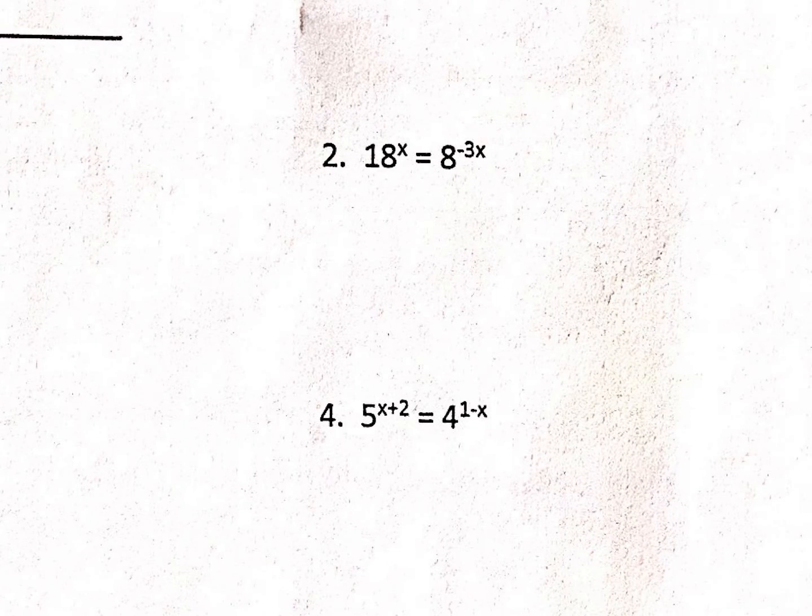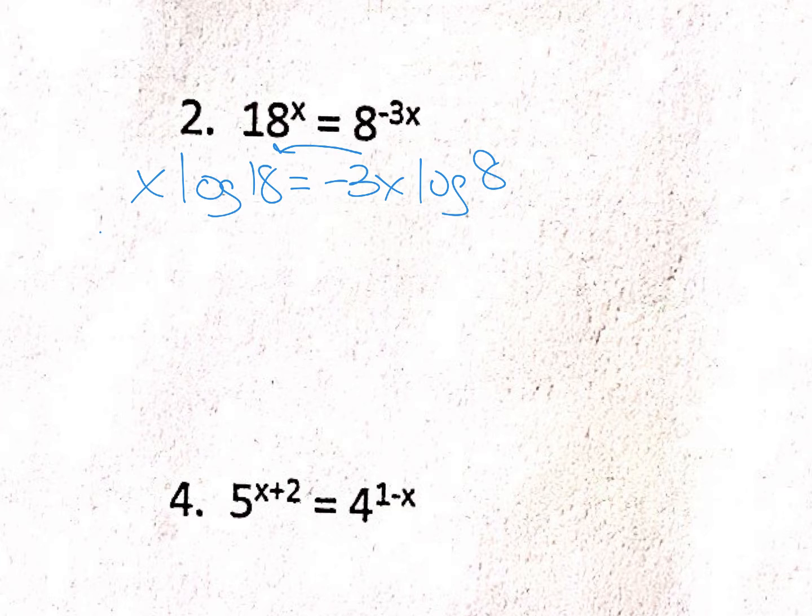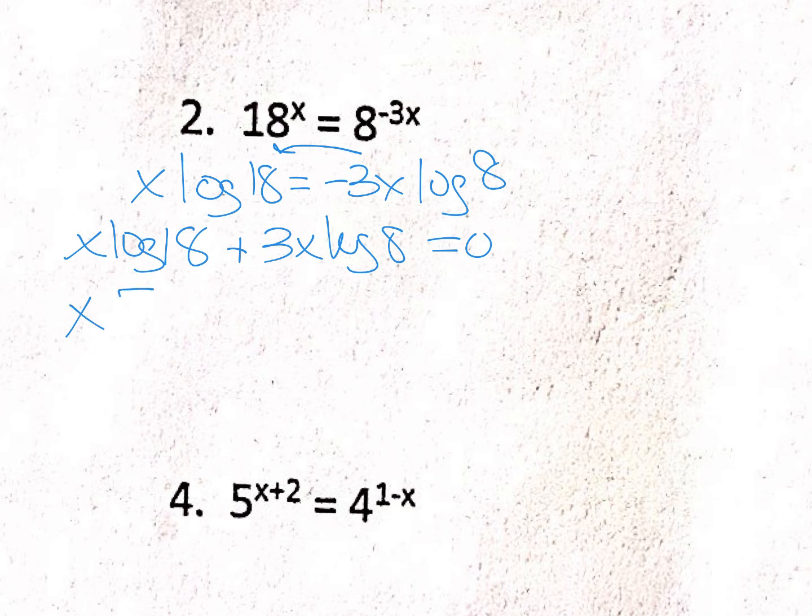All right, number 2, same kind of problem. Put the exponents in the front to get x log 18. You could also do ln, natural log, if you want to, and you get the same answer regardless. Because I have x's on both sides, I have to combine them, so I'm taking the negative 3x log of 8 to the other side with the other x, making it positive. And then the secret here is to factor out the x. So I'm going to take the x out, which gives me log 18 plus 3 log 8.